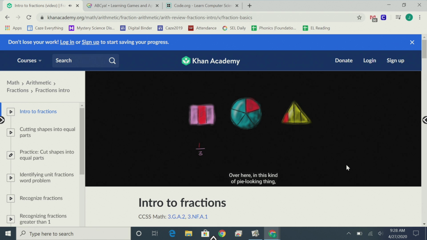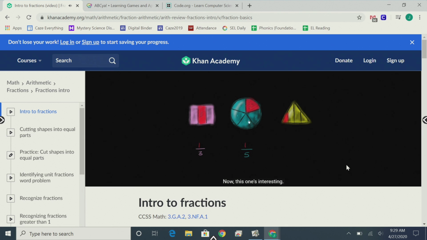Now over here, in this pie looking thing, this circle looking thing, we have 1, 2, 3, 4, 5 equal parts, and we have shaded in one of those 5 equal parts. So this little slice of the pie represents 1/5. This right over here is 1/5 of the entire pie.